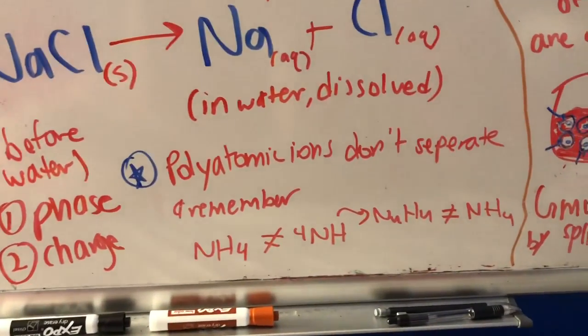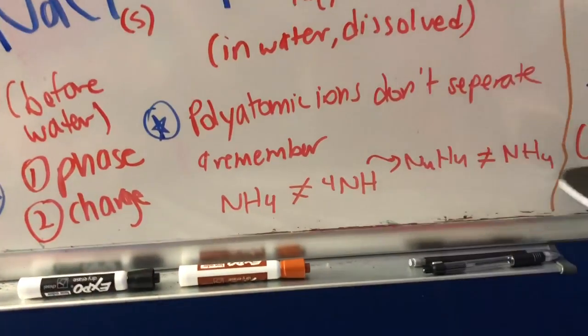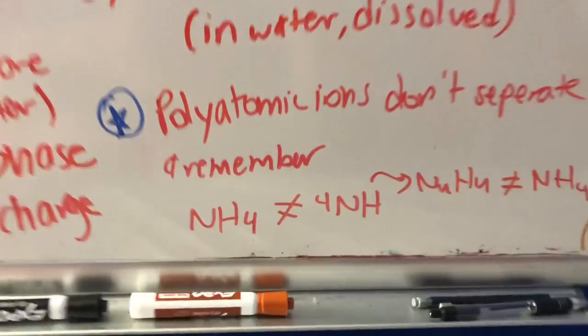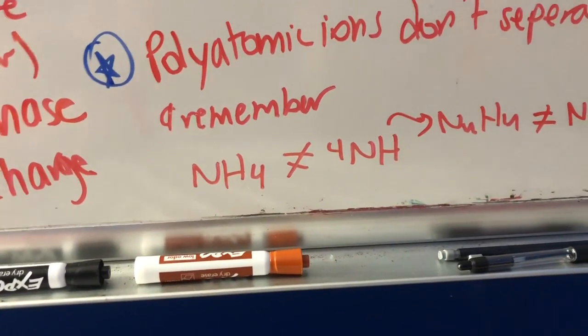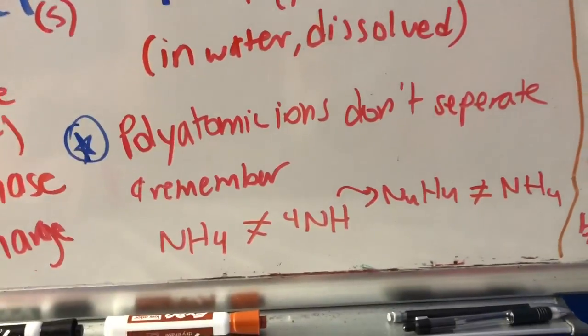Also, polyatomic ions don't separate, so NH4 does not become N and H4. And you can't write NH4 as 4NH because there aren't 4 N's, so just don't make that mistake.